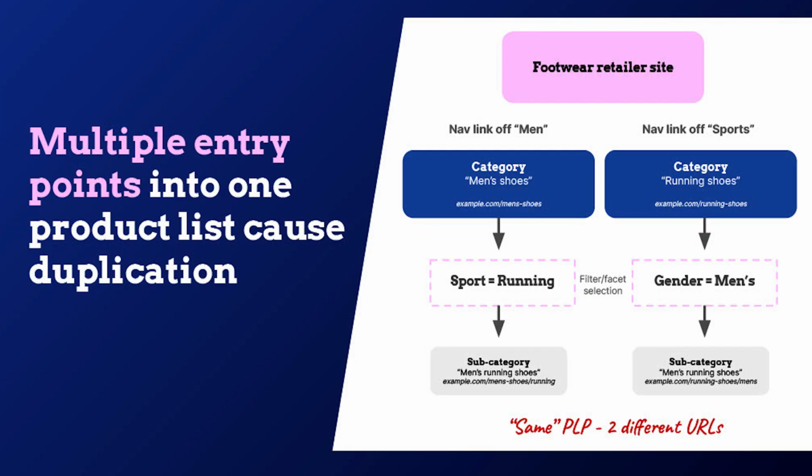Another cause of duplication, which I'm going to go into a little bit more detail on solving, is having multiple entry points into one product list. So what I mean by this is where a user can enter, say, 2 different subcategories, apply 2 different facets, land on the same product list, but also 2 different URLs at the end of the day. So we have an example here on the left. Yeah, that's right, left.